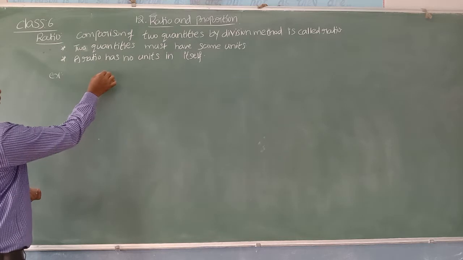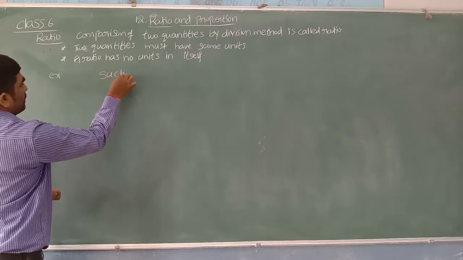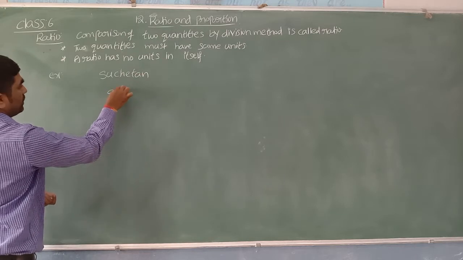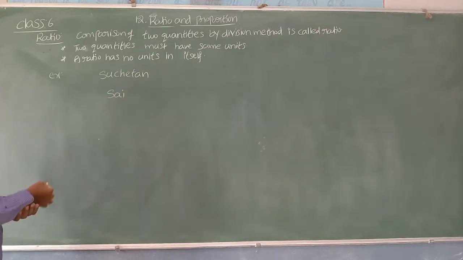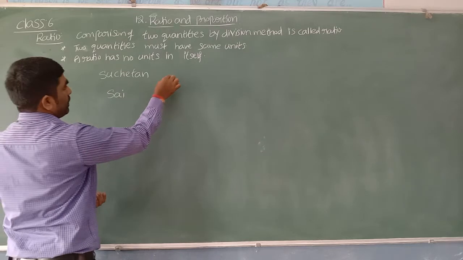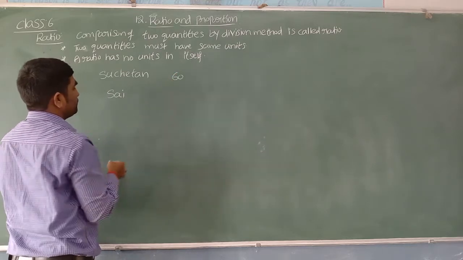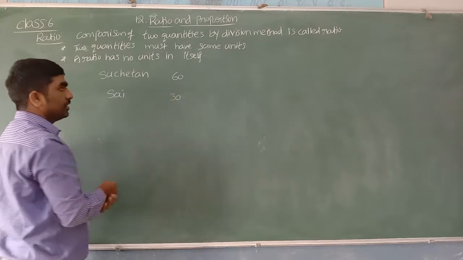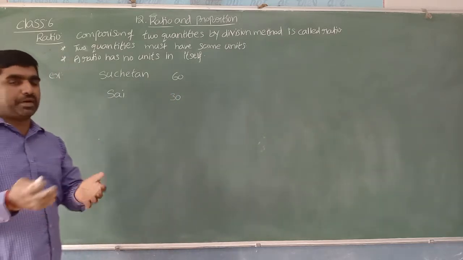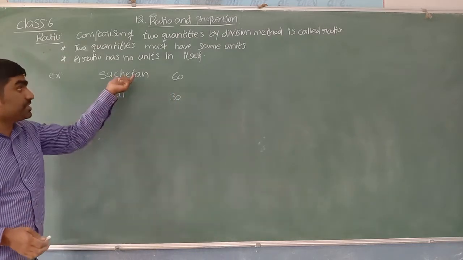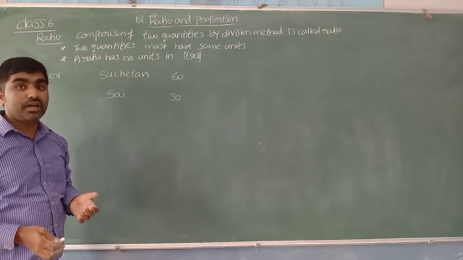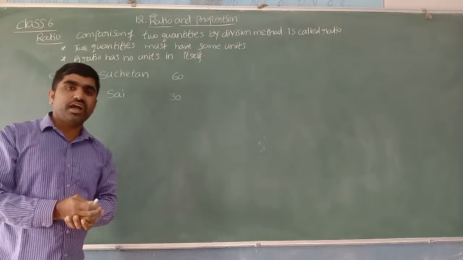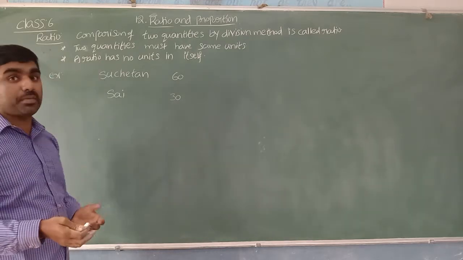So here there are two children. The first one is Suchetan and the second person is Sai. In the math exam, Suchetan scored 60 marks, but Sai scored only 30 marks. Now they started a comparison. Suchetan said that I got 30 marks more than Sai. They are doing the comparison by the difference method.